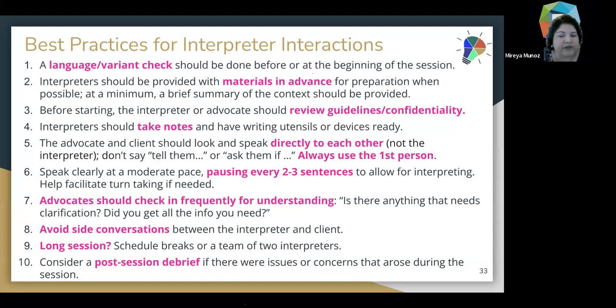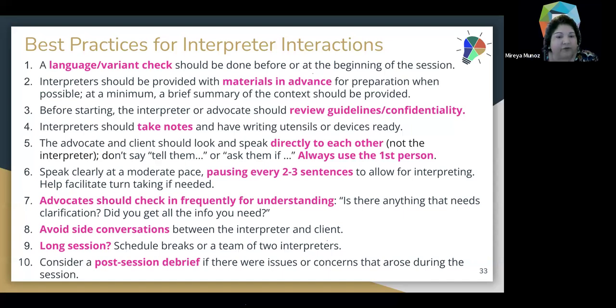Making sure that I'm making frequent check-ins to ensure clarification and understanding, and to see if there's any additional information that I need to provide. Making sure that I'm not having side conversations, or contributing to miscommunication or misunderstandings. And then making sure that I'm providing enough breaks, because it can be very taxing, especially when we're doing simultaneous interpretation. It can be very fatiguing for the voice as well.